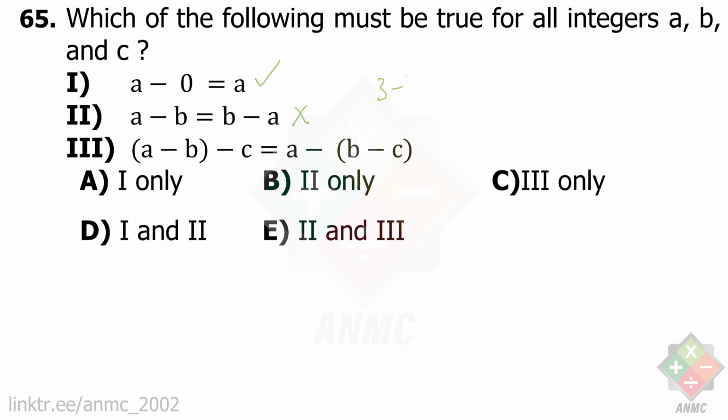In this question, it is wrong. So 3 minus 4 is not equal to 4 minus 3. And the C is not true because if you expand the parentheses, A minus B plus C is not equal to A minus B minus C. Only one is true.